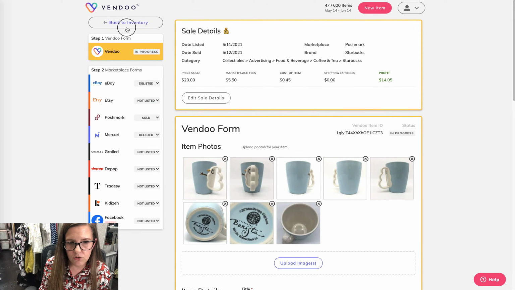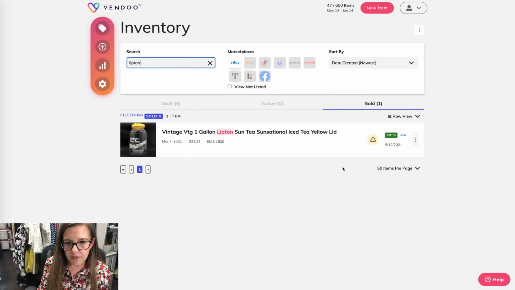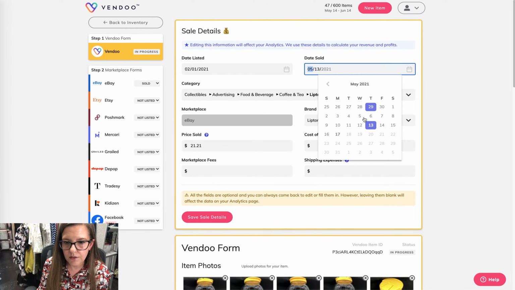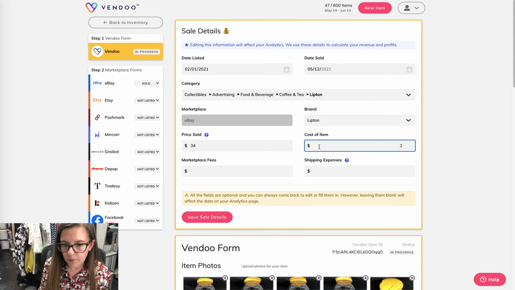Okay, we sold this huge Lipton situation. Yep, this guy. We sold this on the 12th, and the price sold was $34. So the person bought it for, oh my gosh, you guys, my computer, does anybody's computer type backwards? It's not me, I promise.